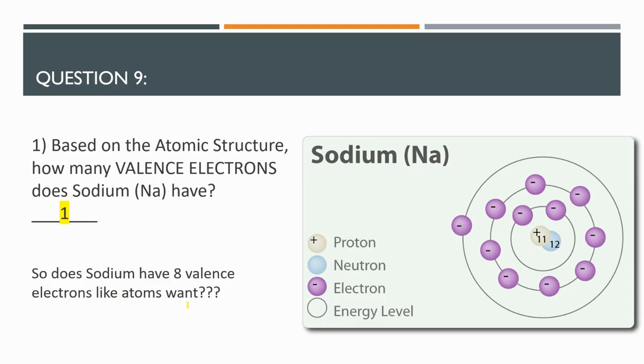Now, does sodium have the 8 valence electrons that it wants? Does it have 8 on the outer shell? And the answer to that is definitely no. And we'll talk about later why that's important.